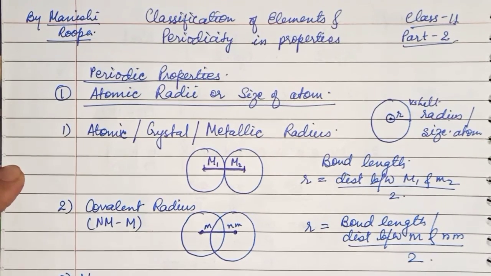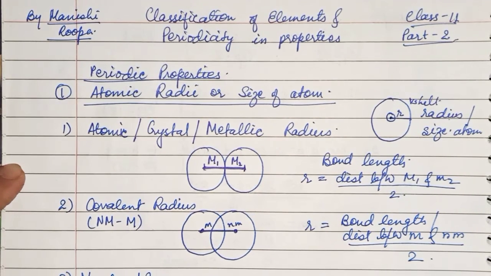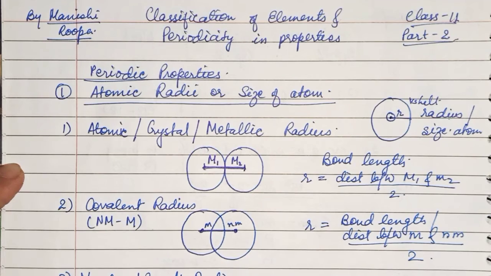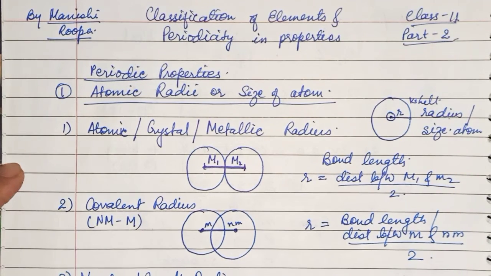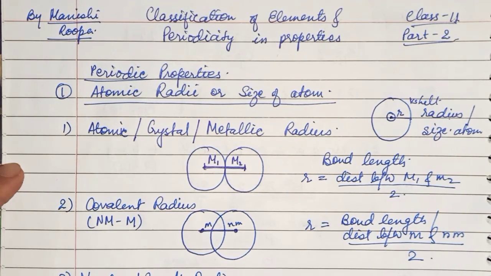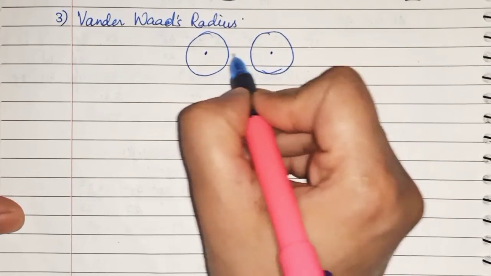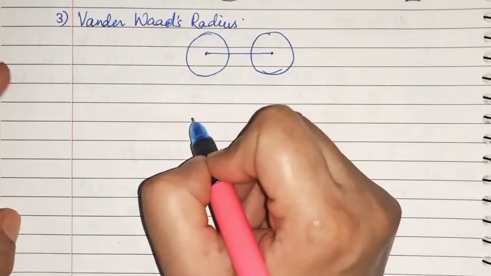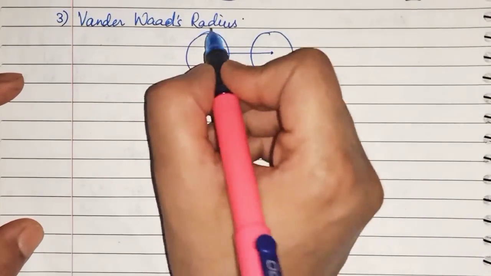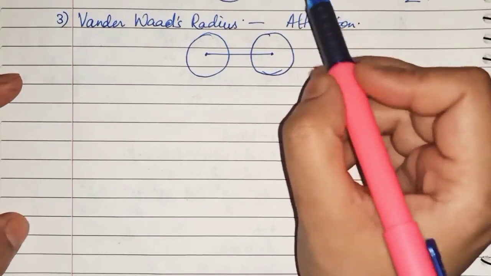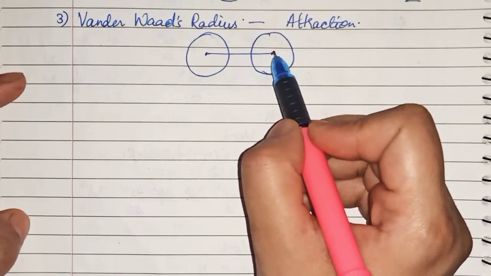Third is the Van der Waals radius. See children, here Van der Waals is not bond formation. It is only the force of attraction between molecules. This is the Van der Waals radius. This is the distance between two atoms of a molecule, and this is only attraction. It is not bond formation.